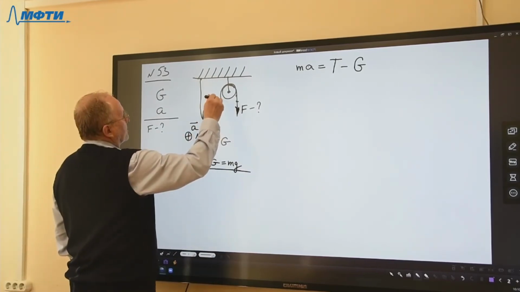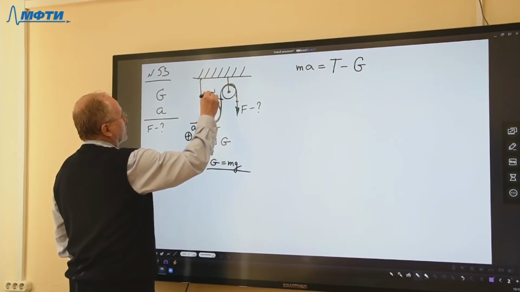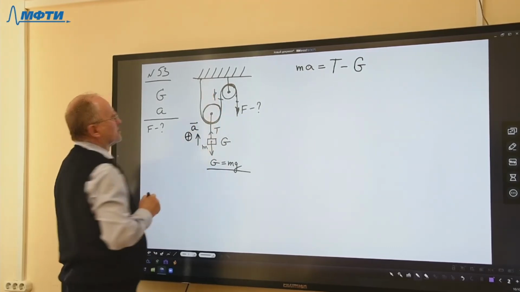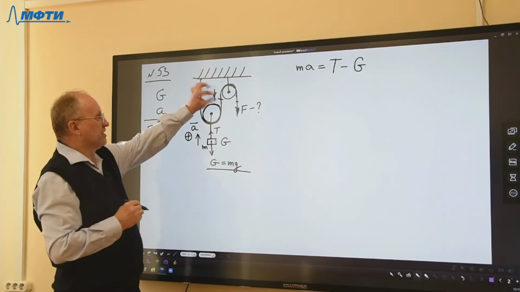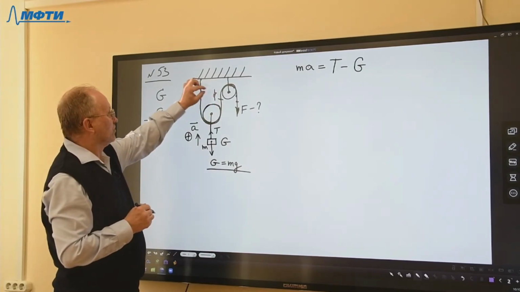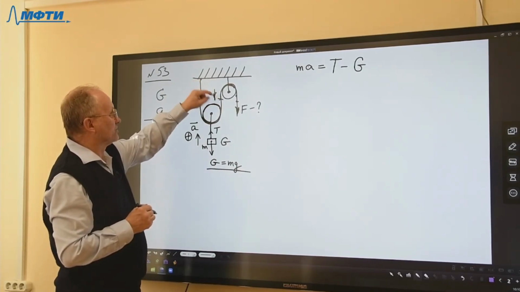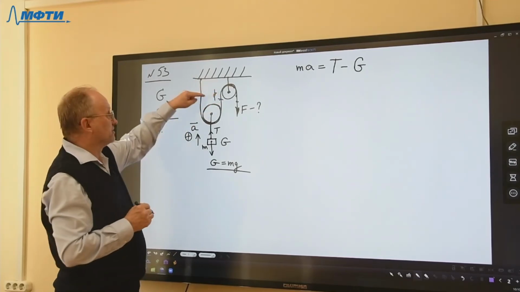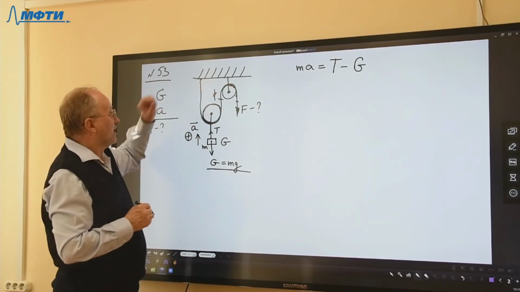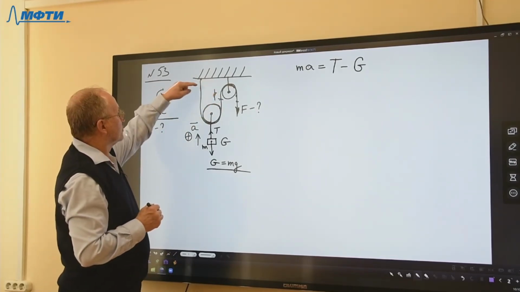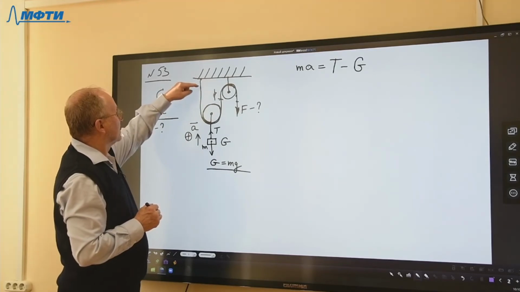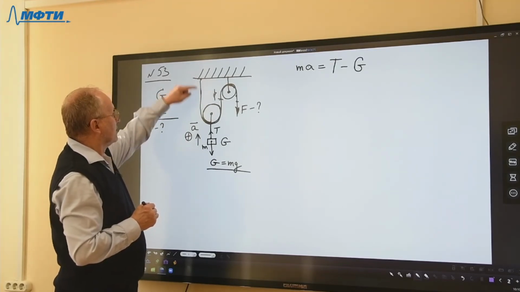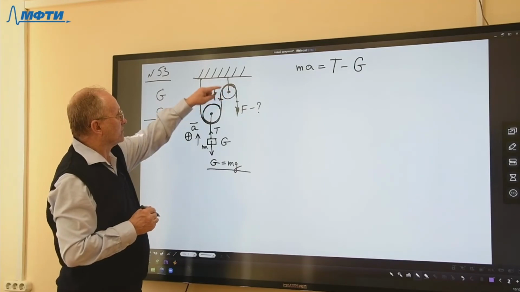You can break the string here and insert a small spring dynamometer, and so you will have the possibility to measure the force of tension at this point using the spring. And you can use this spring to measure the force of tension at any point along the string.